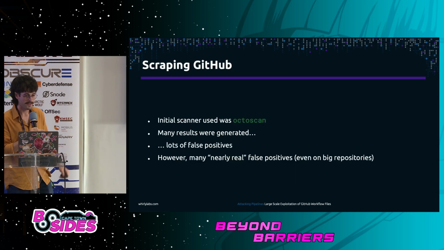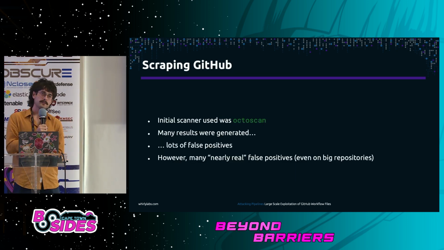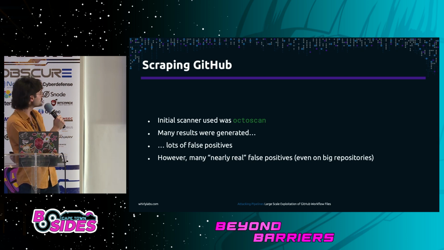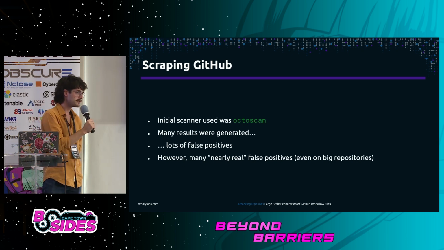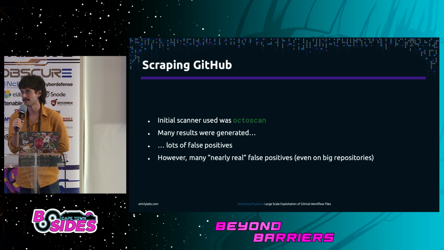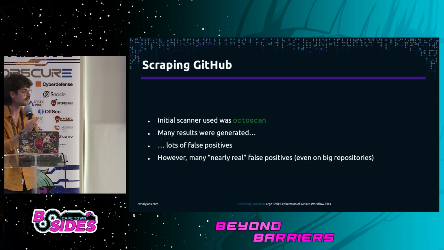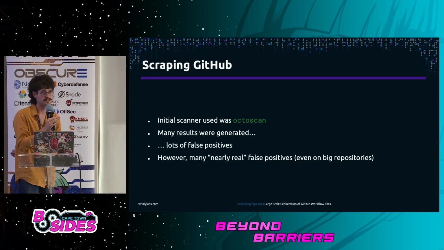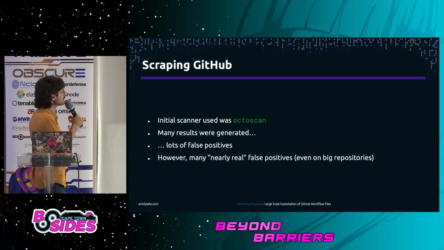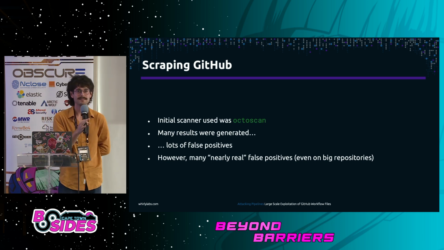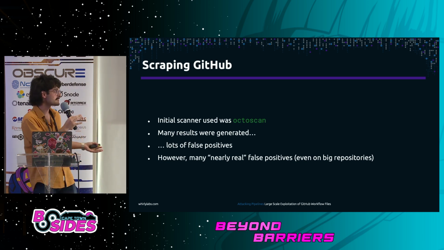So initially, we tried Octoscan to minimize the effort of creating a zero-day machine, but there were a lot of false positives. Again, as a linter, there's not that much if-checks and logic, and especially on big repositories, you get millions of results, and they're nearly exploitable, but there are a lot of reasons why it isn't actually exploitable in practice.